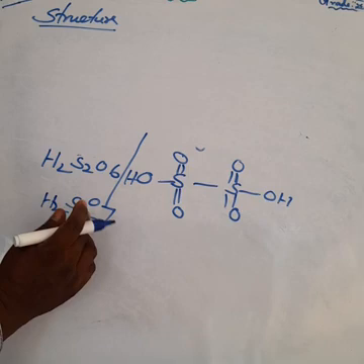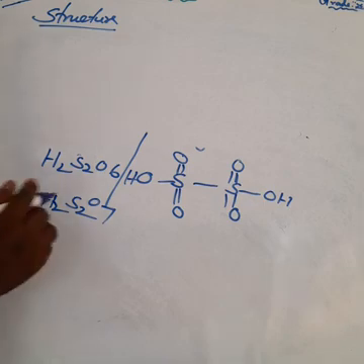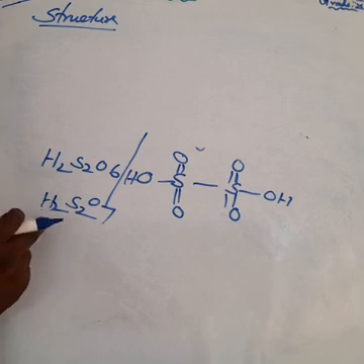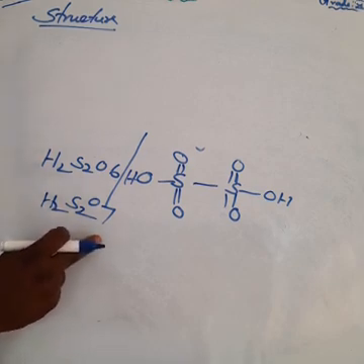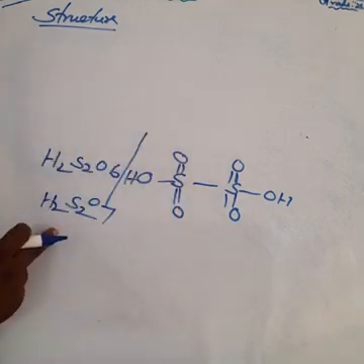What did we learn before? Dithionic acid. What is the formula? H2S2O6. What is the formula of thiosulfuric acid? H2S2O3. Dithionous acid, H2S2O4. Disulfurous acid, H2S2O5. Dithionic acid, H2S2O6. Disulfuric acid, H2S2O7. Otherwise, pyrosulfuric acid, H2S2O7. That is 2 hydrogen, 2 sulfur, 7 oxygen.